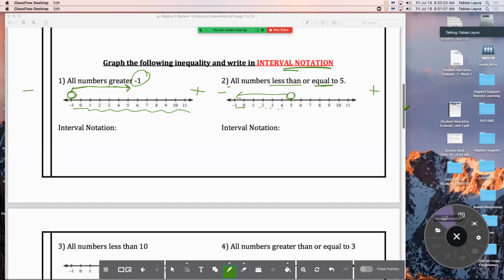And the way we do that is by not just putting a little open dot, but we actually fill it in to tell the reader, hey, the solutions are also including 5. So make sure that if it is just greater than or less than, open circle, and close circle if it is also equal to.